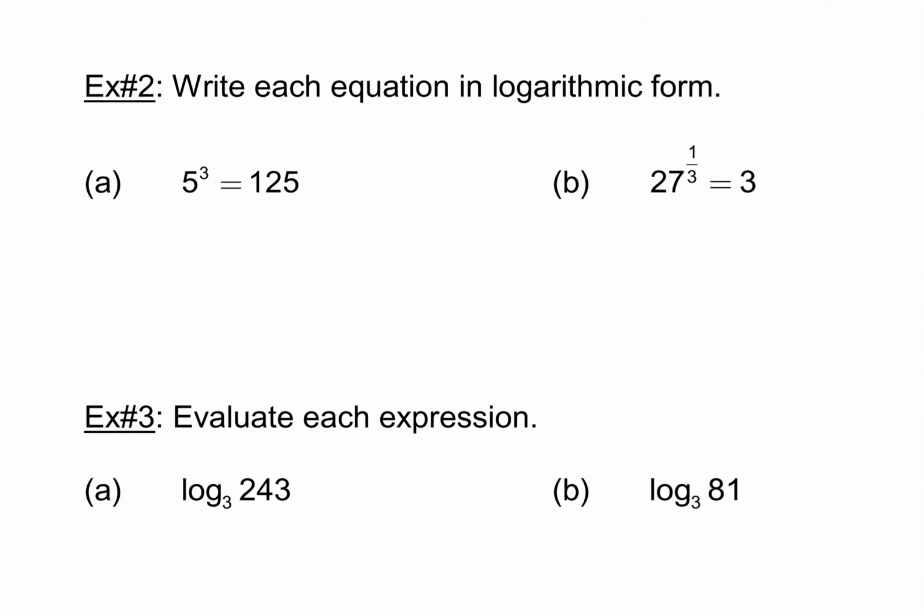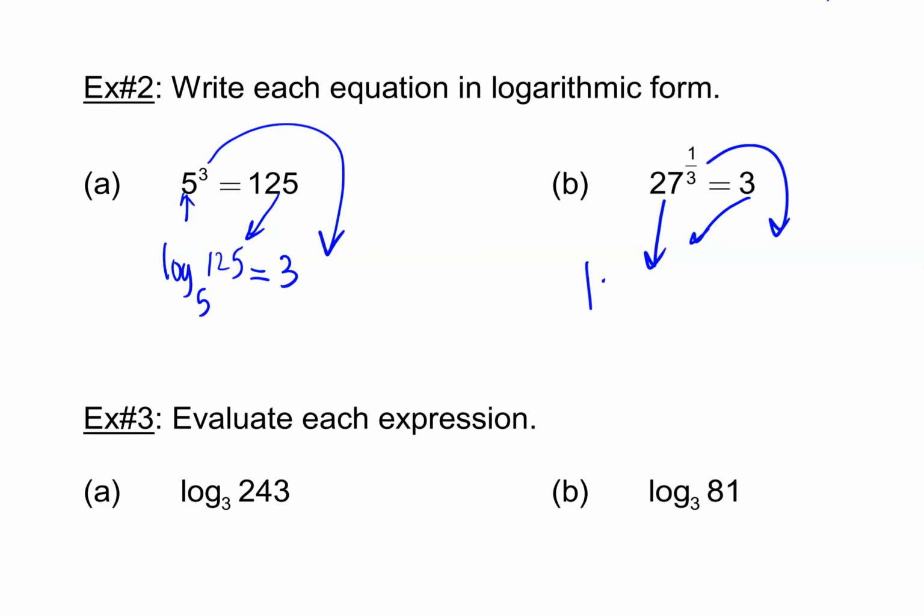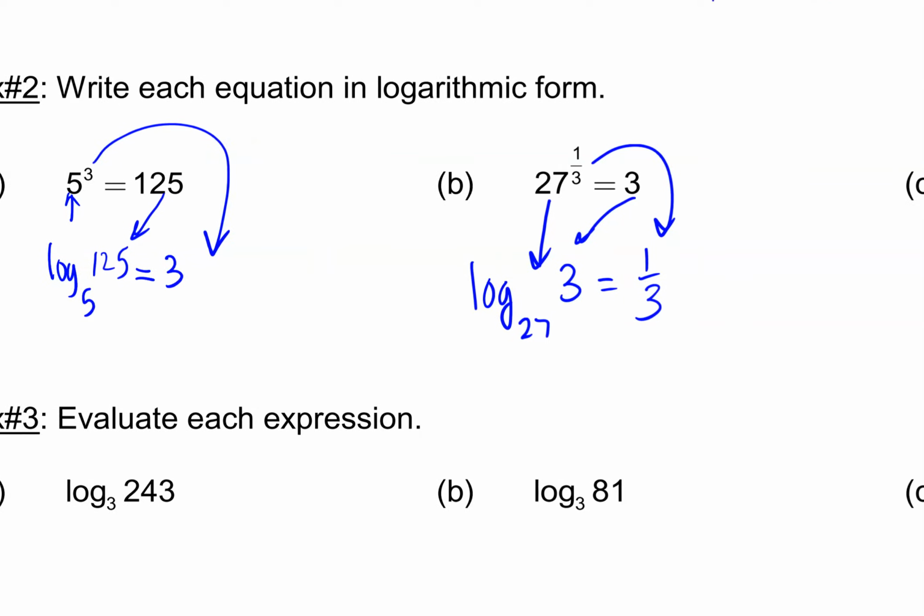Let's now write each equation in logarithmic form. So this is my base. So I have log base 5. Remember, the exponent is the answer. So log base 5 of 125 is going to be 3. So the base comes here, and then the answer, and then the exponent at the end. So I have log base 27 of 3 is equal to 1/3.